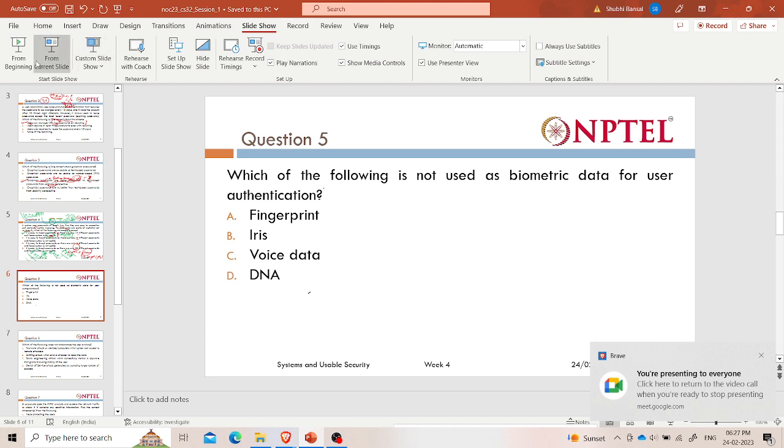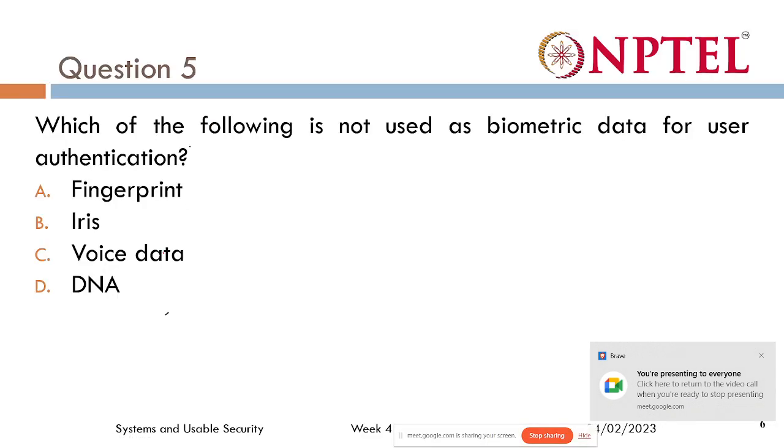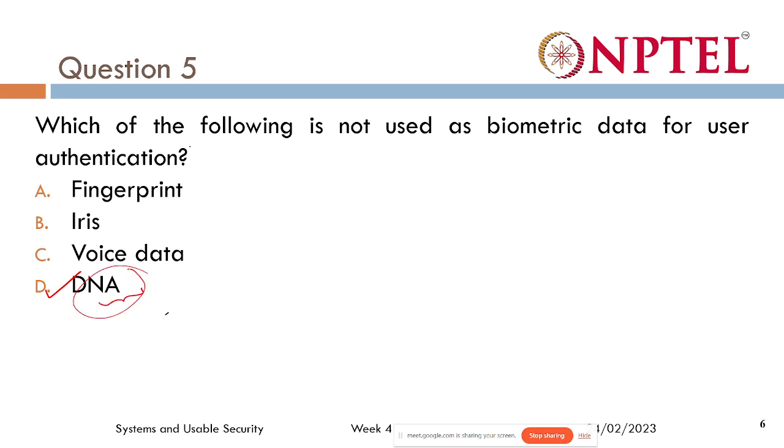So would you like to explain why? DNA is not considered as biometric data. Why? DNA has nothing to do with biometric details, right? And a user cannot get one's DNA easily.